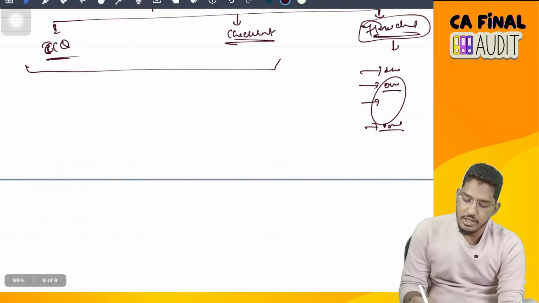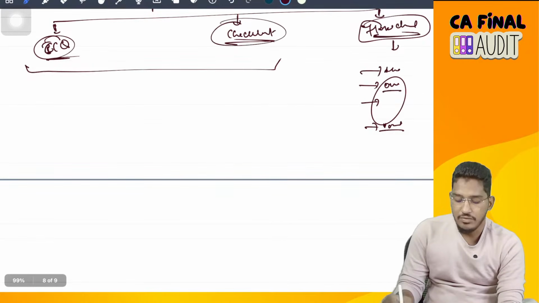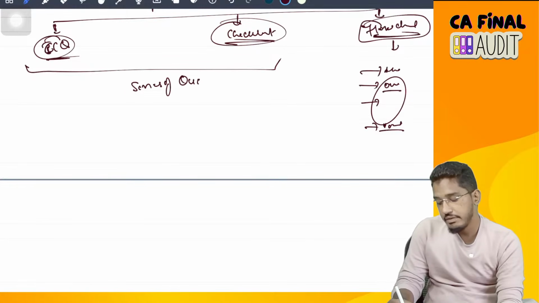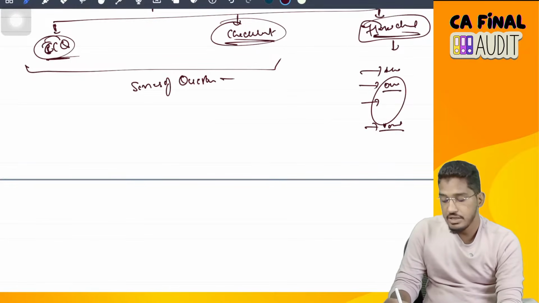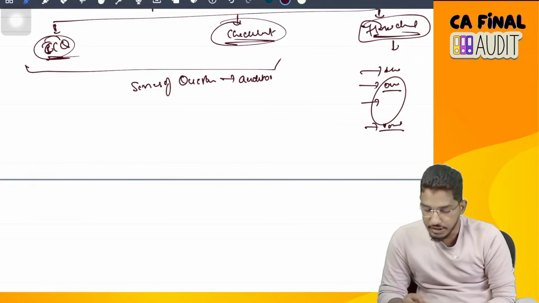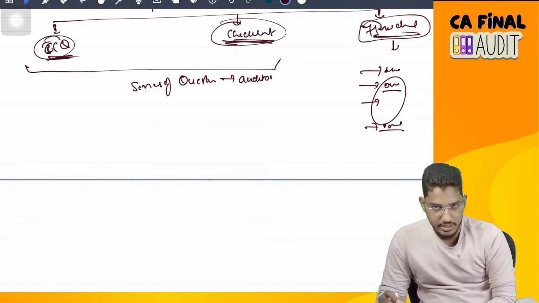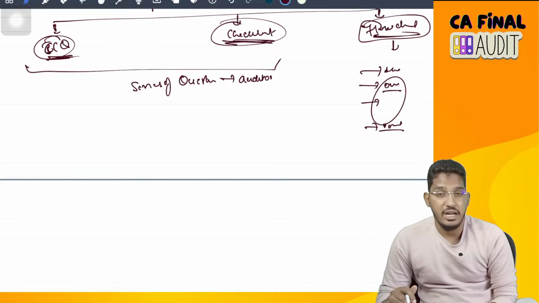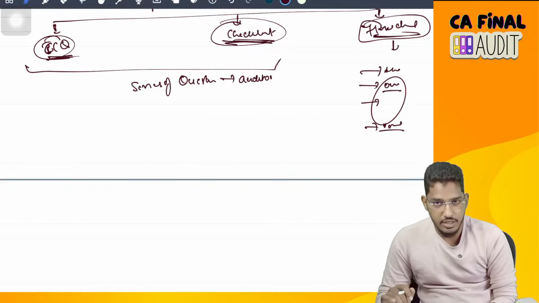In both the internal control questionnaire and the checklist, there will be a series of questions. Prepared by whom? These series of questions will be prepared by the auditor only. In both cases, the auditor will draft the questions regarding the elements of internal control.